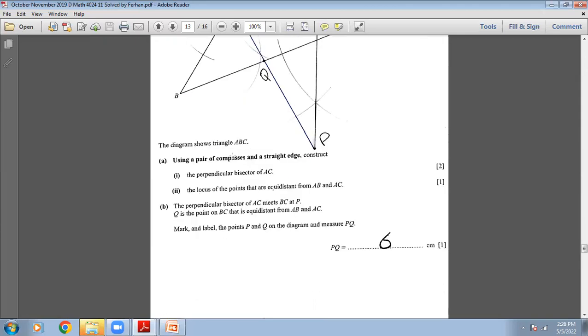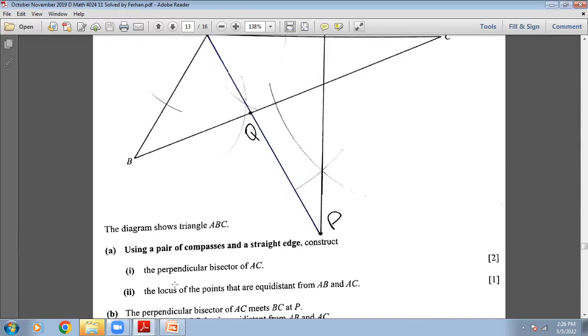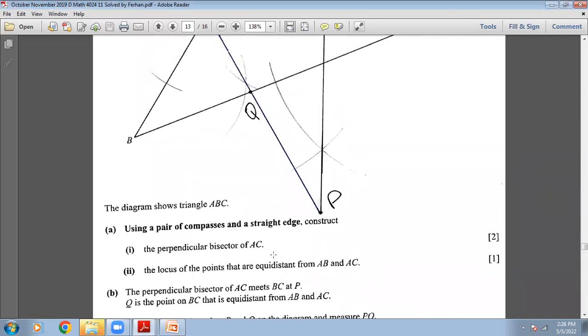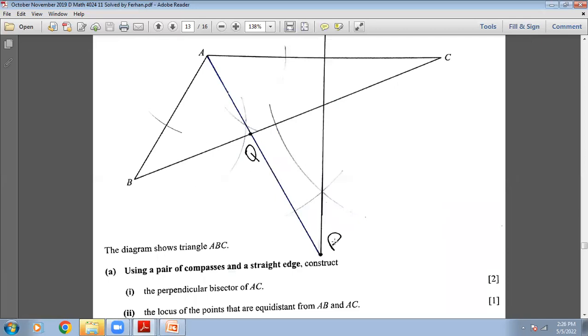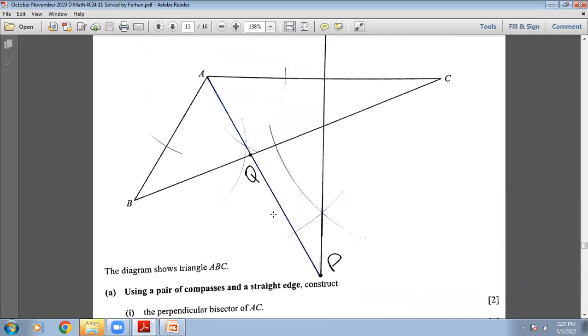Then the B part, he says the perpendicular bisector. They are saying that the perpendicular bisector of the AC meets the BC at P. So it will meet the BC at P. So by mistake, I wrote P here. Remember, the P is here, okay? P is here. And Q is the point on the BC that is equidistant. Sorry. The perpendicular bisector of the AC meets the BC at P.